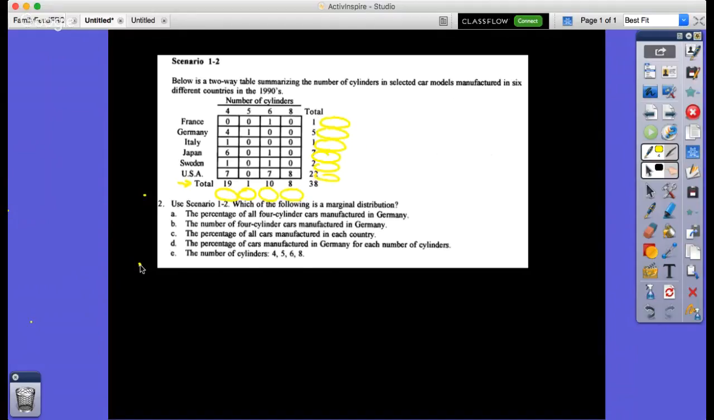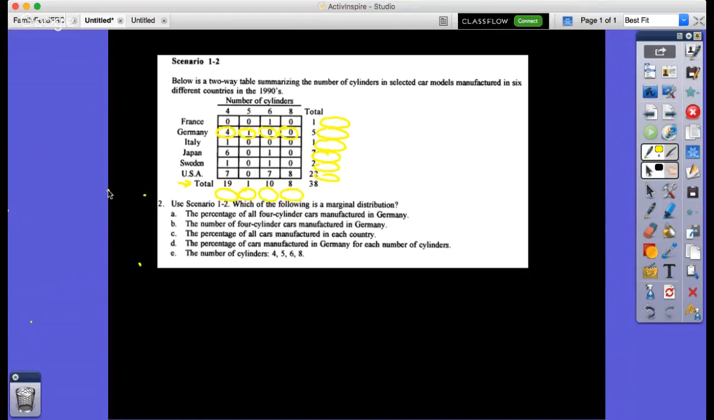Number 4 says the percentage of cars manufactured in Germany for each number of cylinders. So really what that would be is the percentage of here, here, here, and here, right? Separated into 4. Good. And E is the number of cylinders for 4, 5, 6, and 8.